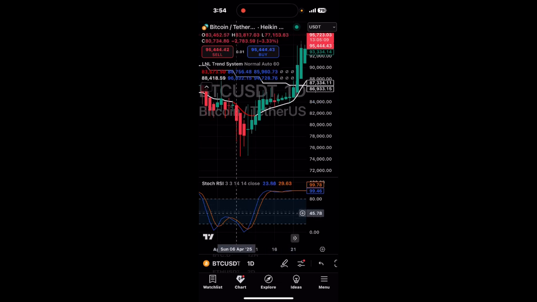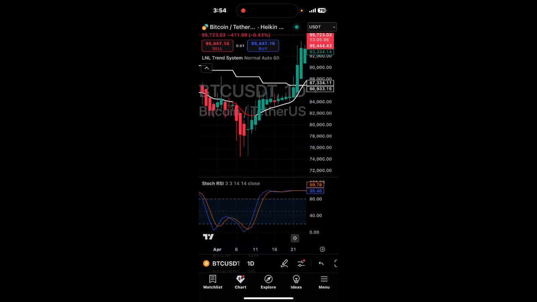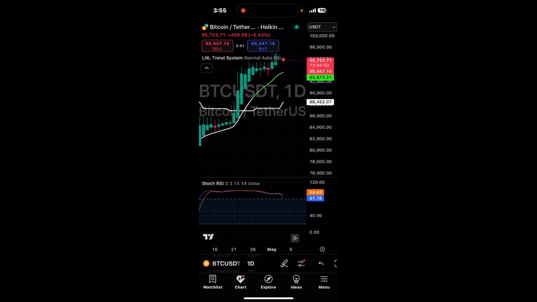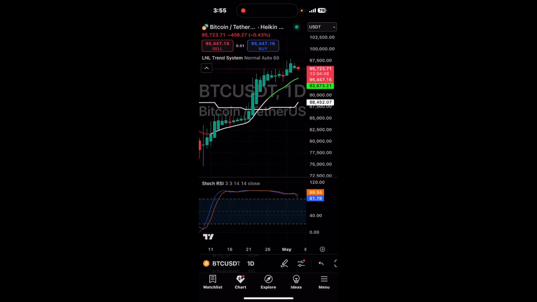So you got right here, you got down. But me personally, if I'm entering on the daily, I would go down to a smaller time frame and wait for that to cross, to see it crossing on a smaller time frame to get out of the trade. But that's basically how you use these two indicators.